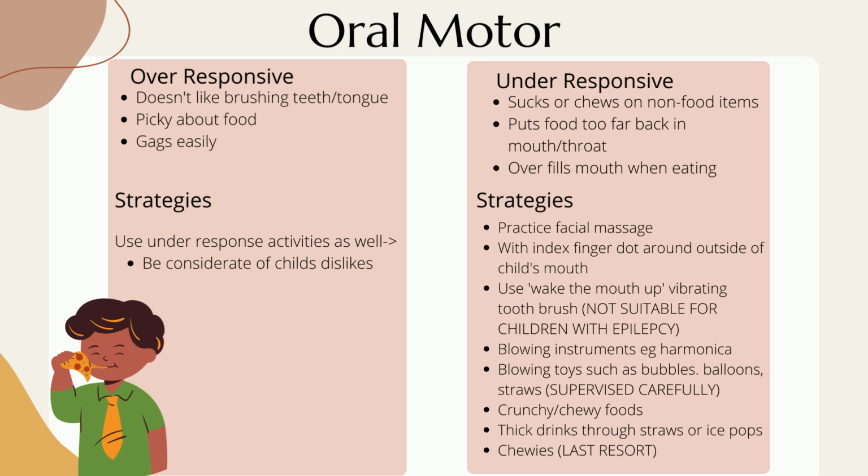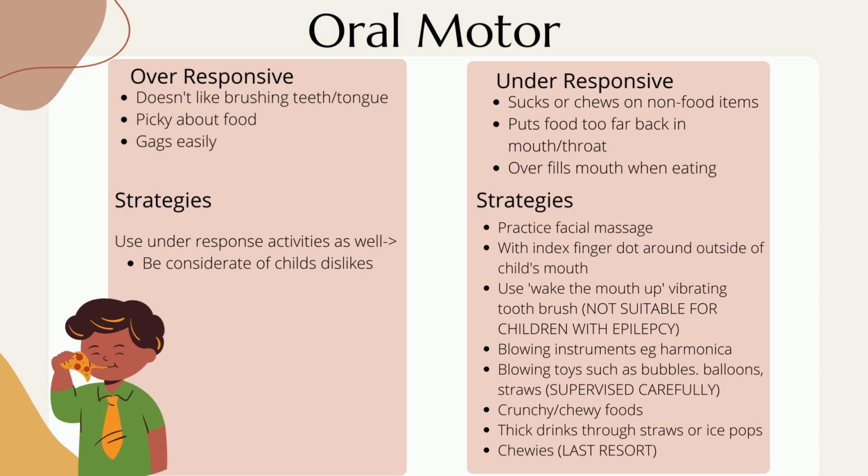So you may see that even if they are eating something like a banana or a cereal bar, even yogurt on a spoon, they may put it far too back in their mouth or take large bites just so they can have that extra movement, because you know yourself, if you overfill your mouth, it takes extra energy to chew and get through it, and that's an activity that they would enjoy. A few strategies suggested for both over and under responsive oral motor senses include practicing facial massages on your child.